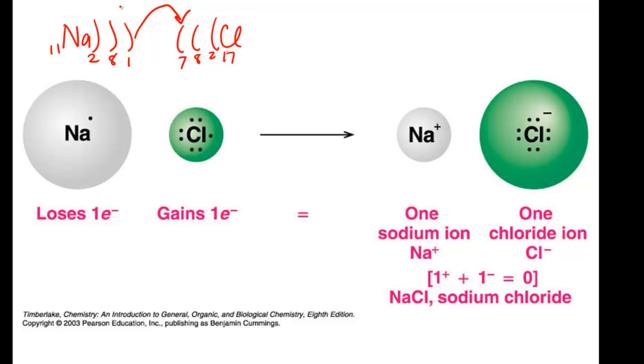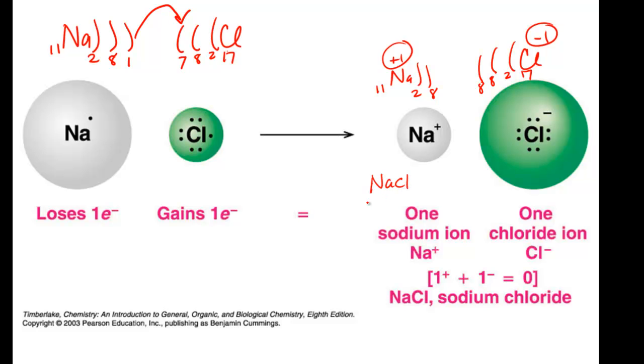And when it does that, it will have a positive charge. Again, 11 protons, but 2 and 8 with a +1 charge. And notice it shrinks in that process. And chlorine will have 2, 8, and 8. Of course, it has 17 protons, so with the 18 electrons, it will have a -1 charge. Now, the charges are equal and opposite, and that is the formula for the compound, NaCl, and that's why it works.